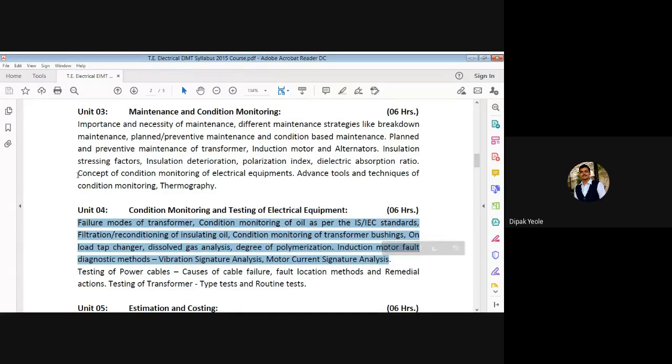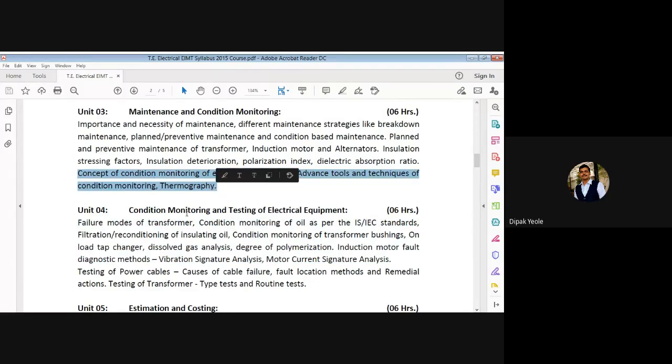So it is the same carry-forward part of condition monitoring, and in this we are interested in a particular equipment and make the condition monitoring for a particular parameter. Here is the case of condition monitoring of oil. Here we have to do the condition monitoring as per the IS, or IEC standards, which is the International Electrotechnical Commission. After that, we are interested in the term filtration and reconditioning of insulating oil.